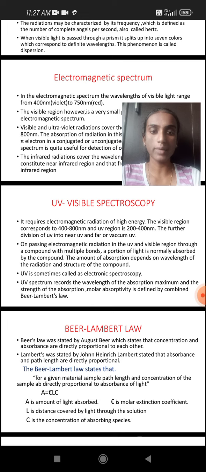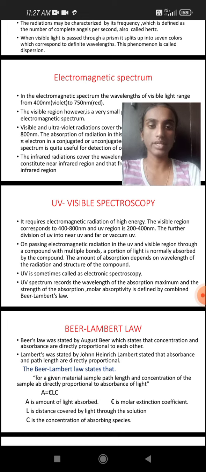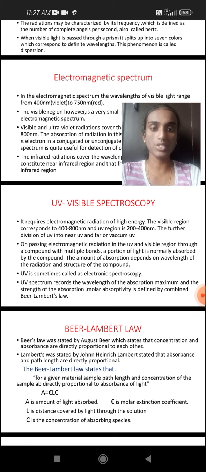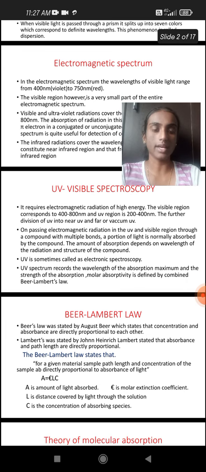On passing electromagnetic radiation in the UV and visible region through a compound with multiple bonds, a portion of light is normally absorbed by the compound. The amount of absorption depends on the wavelength of the radiation and the structure of the compound. UV is sometimes called electronic spectroscopy. A UV spectrum records the wavelength of absorption maximum and the strength of the absorption. Molar absorptivity is defined by the combined Beer-Lambert's law.